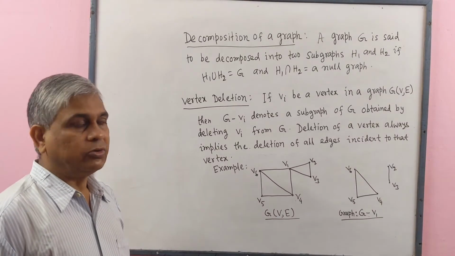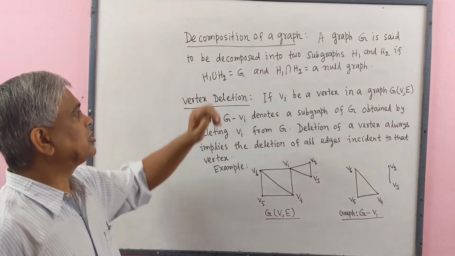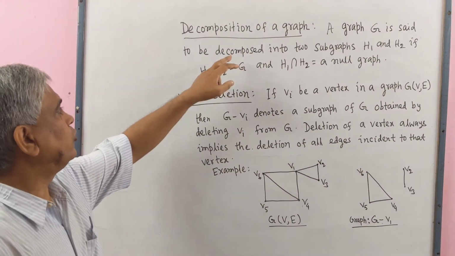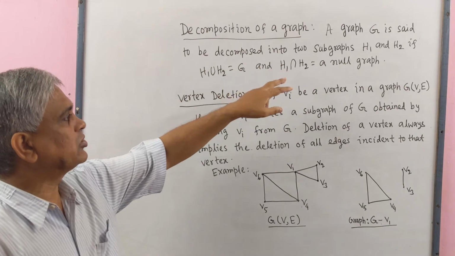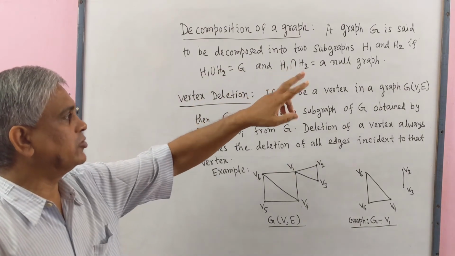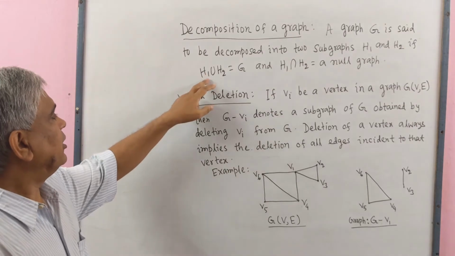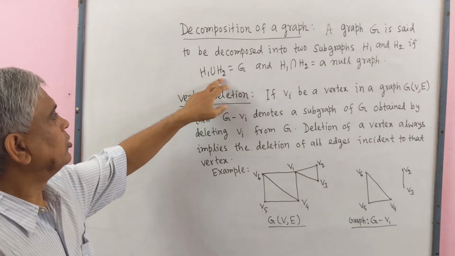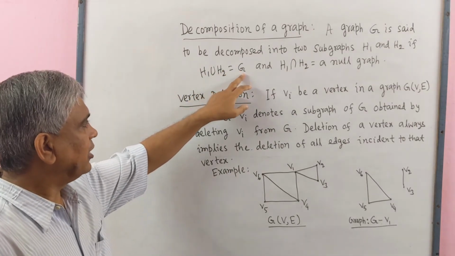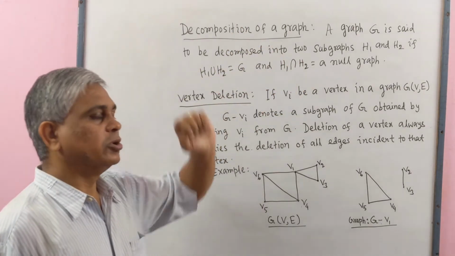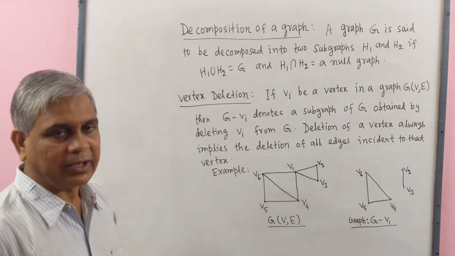Now, we define the decomposition of a graph. A graph G is said to be decomposed into subgraphs H1 and H2 if H1 union H2 equals G and H1 intersect H2 is a null graph.